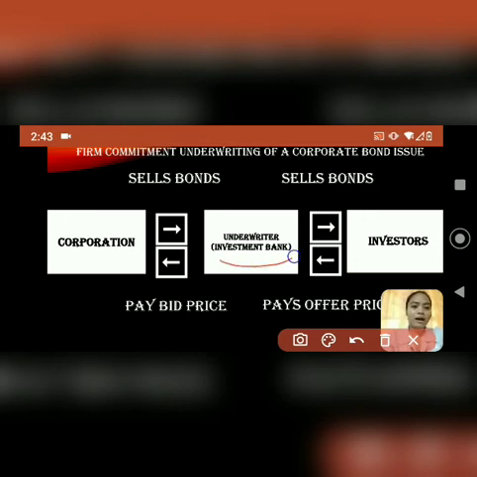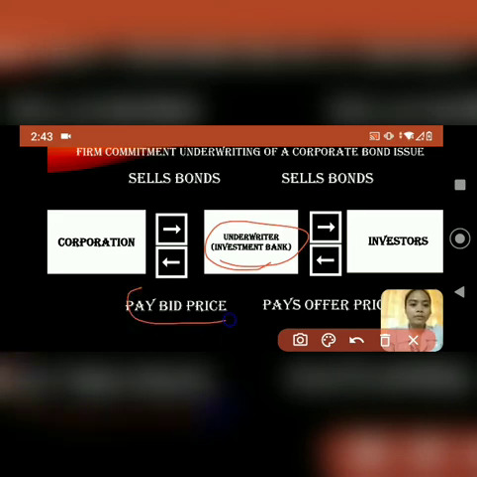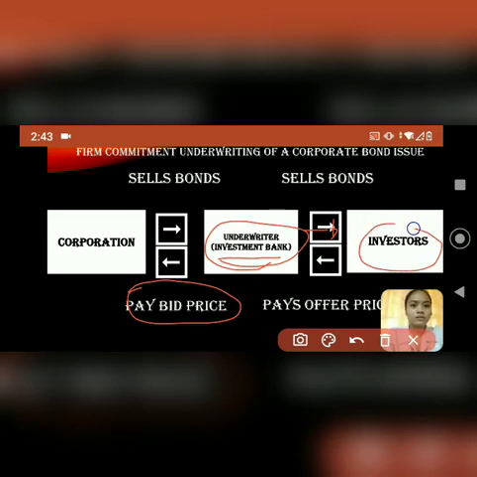The investment bank guarantees the firm a price for newly issued bonds by buying the whole issue at a fixed price, or the bid price, from the bond-issuing firm at a discount from par. The investment bank then seeks to resell the securities to investors at a higher price, or the offer price.